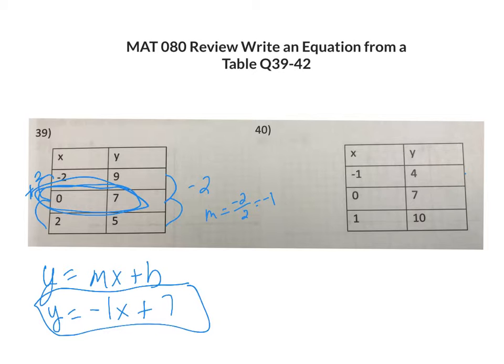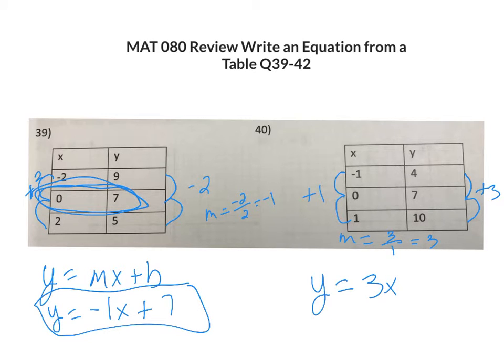Number 40, again, find the change of y over the change of x. How do you get from 4 to 7 and 7 to 10? We're adding 3. How do you get from negative 1 to 0 and 0 to 1? You're adding 1. So the slope is change of y over change of x. That's 3 over 1, or just 3. So I'd write y equals 3x.